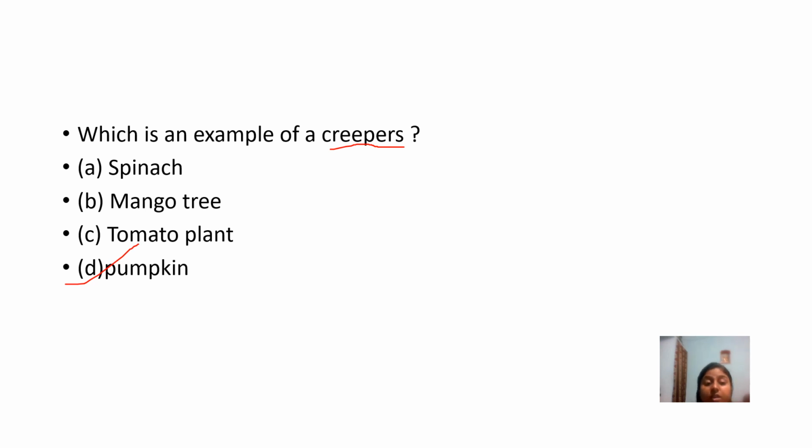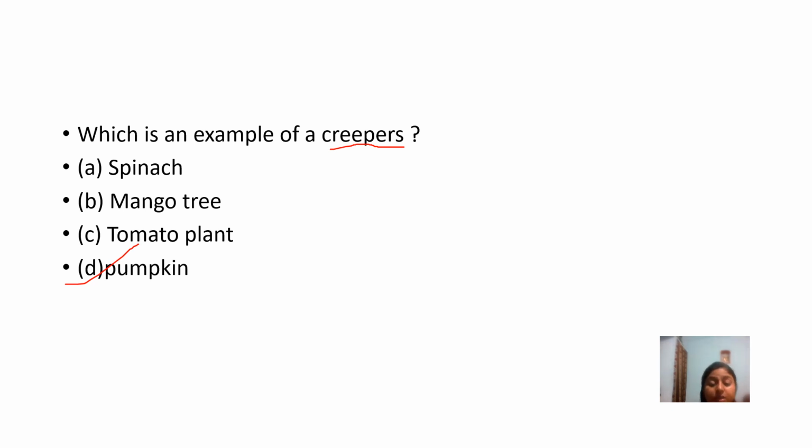In herbs there is mint, tulsi, carrot, and tomato plant. These all are examples of herbs. Then I gave you examples of shrubs: jasmine plant, china rose, lemon plant, dhatura, bougainvillea. These are all examples of shrubs. Then I gave you examples of trees: mango, banana, apple. There are a lot of trees. We all know that.